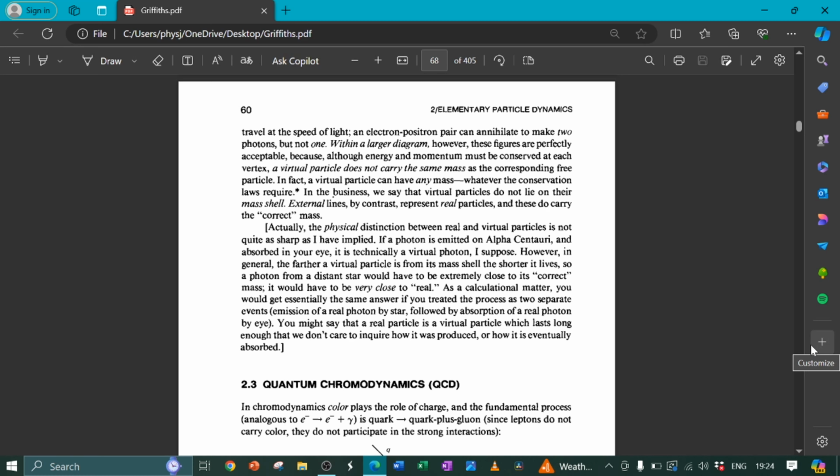As a calculational matter, you would get essentially the same answer if you treated the process as two separate events: emission of a real photon by the star followed by absorption of a real photon by the eye. You might say that a real particle is a virtual particle which lasts long enough that we don't care to inquire how it was produced or how it is eventually absorbed.